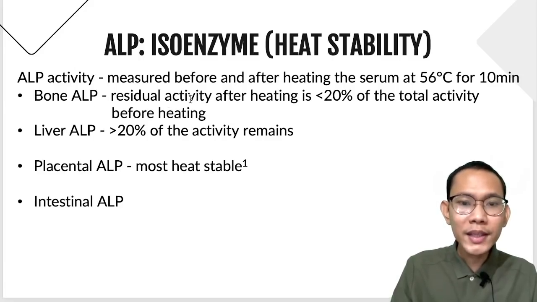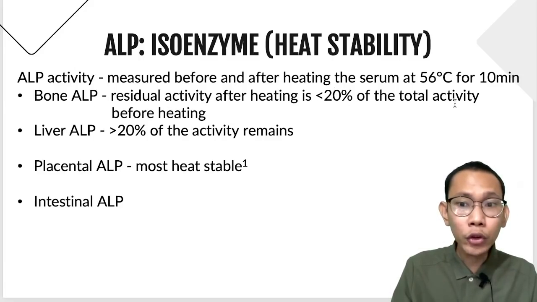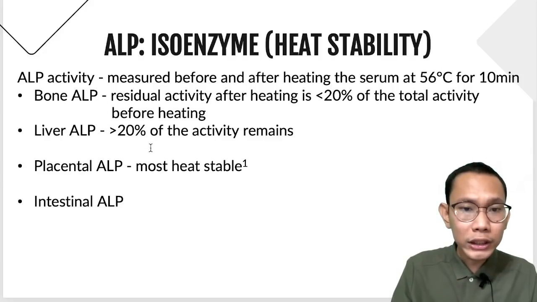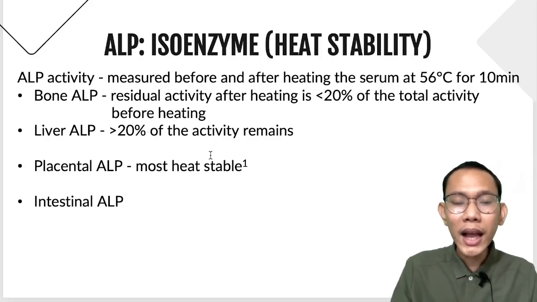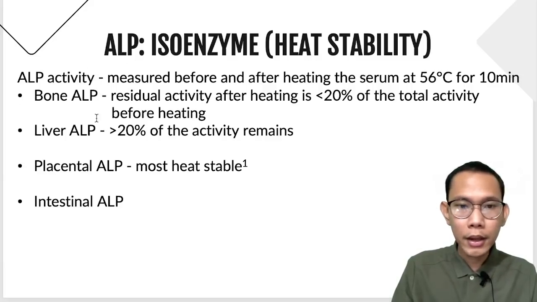Again, if the residual activity after heating is 20% lamang of the total activity before heating, then that's going to be your bone ALP. But a liver ALP, if it's greater than 20% of the activity, will still remain. So remember that ha, pag less than 20% na lang, bone ALP. Pag greater than 20%, that's your liver ALP.